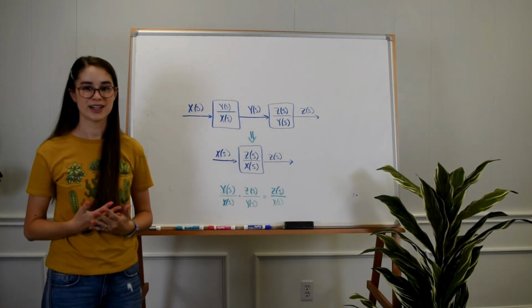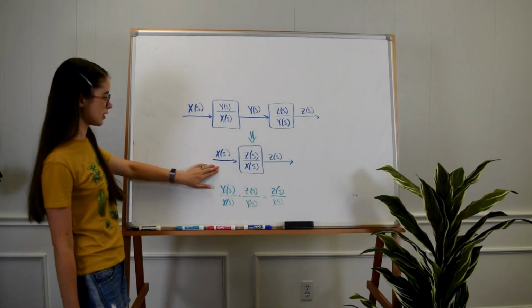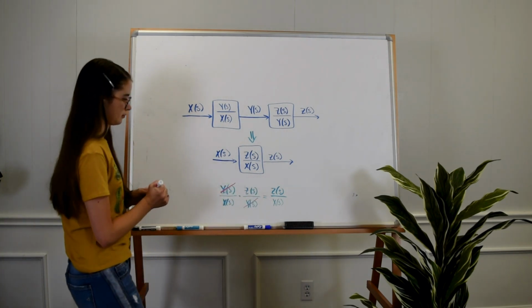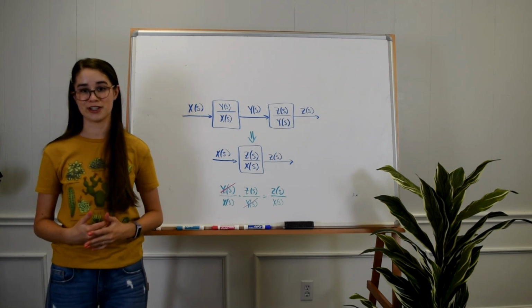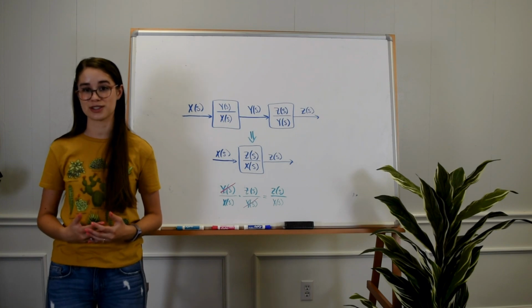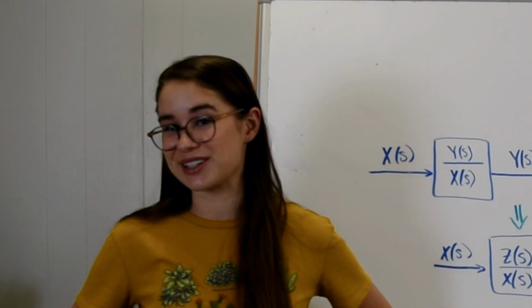So thanks to our handy-dandy friends Algebra and the Laplace domain, we can see here that our Y of s's will cancel out, which means we can go straight from X to Z. This concept can be especially helpful when we're finding our closed loop transfer functions and our open loop transfer functions, which reminds me, it's big picture time.